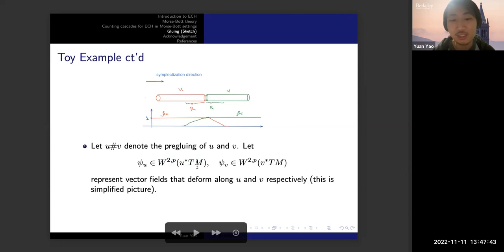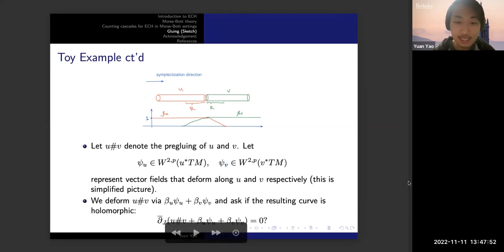M is your symplectization. It's just the ambient manifold. And you have psi of V. These are vector fields that we can use to deform U and V. So what I'm going to do is deform the pre-glued curve with psi U cut off with beta U and psi of V cut off with beta V, and ask, when is this deformed curve going to be J-holomorphic? When is this equation going to have a solution for any choice of psi U and psi V?